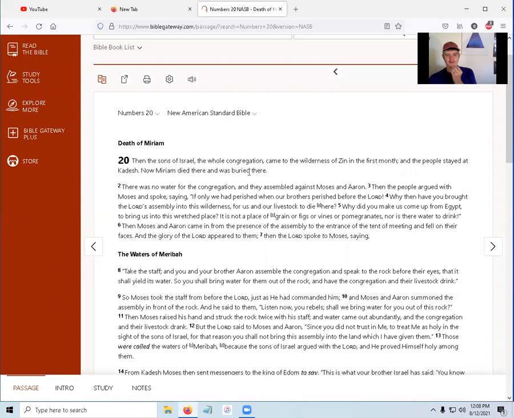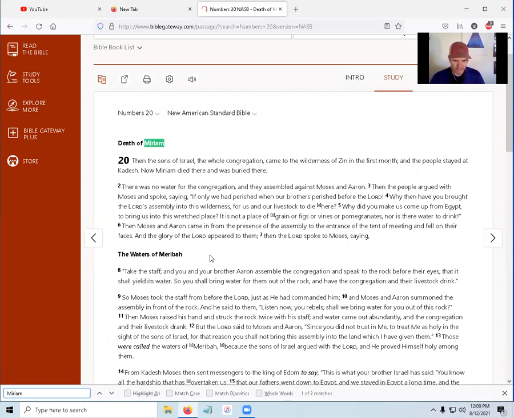Now Miriam died there and was buried there. Death of Miriam. There was no water for the congregation. Wait, are they going to go back to the death of Miriam? Okay, watch this. Control F. Miriam. One of two matches. Death of Miriam. This whole thing is called the death of Miriam in the NASB, and only the first verse tells me about the death of Miriam. Why didn't they have another title there? You see, death of Miriam. Why not here? There was no water.